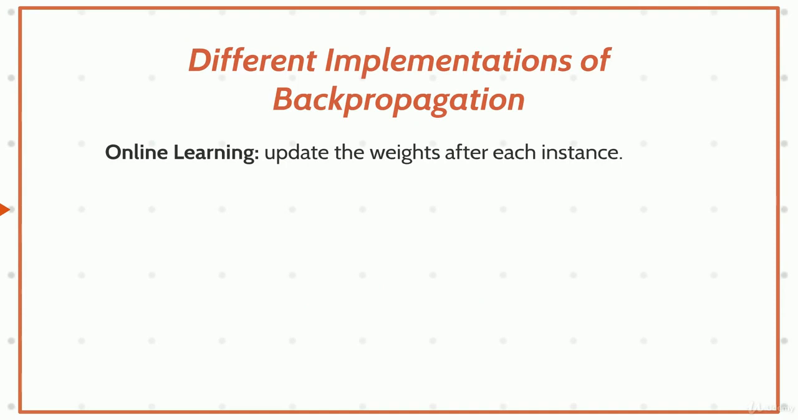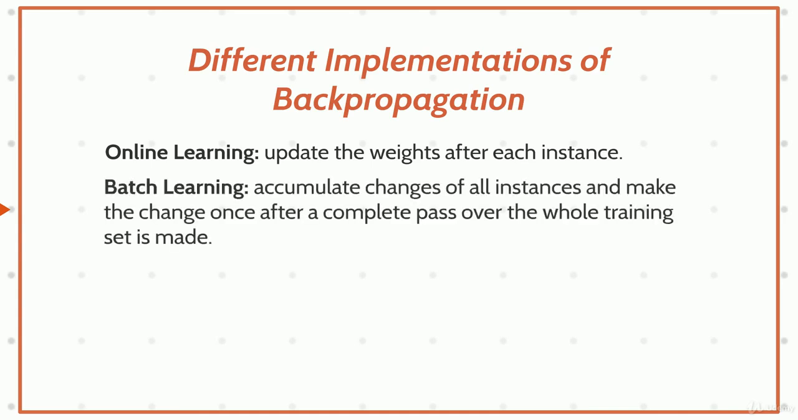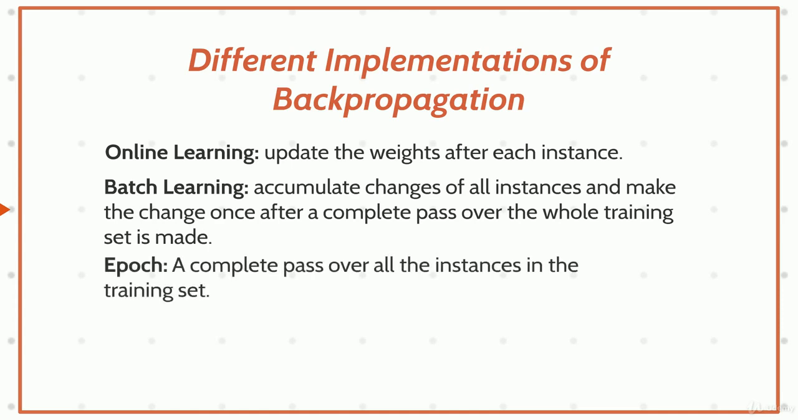So there are some different implementations of backpropagation. We talked about online learning, where we update the weights after each instance. With the learning equations given, for each instance, we compute the direction in which each parameter needs to be changed and the magnitude of this change. So in online learning, we do that after each instance. However, in batch learning, we accumulate those changes, and then we make the change in one step after a complete pass over the whole training set. And this complete pass is called an epoch.